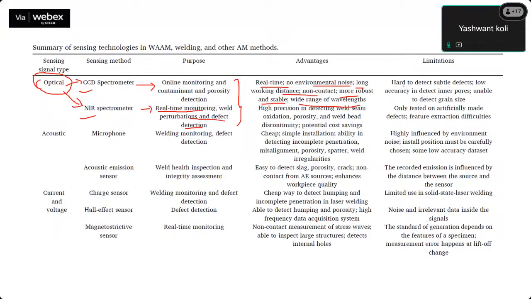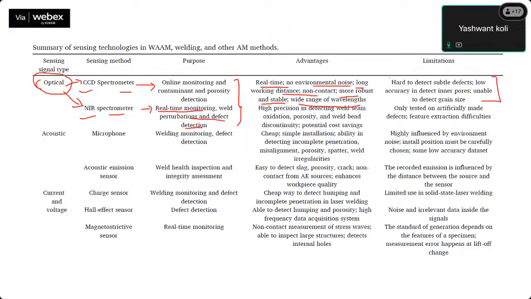Limitations are also there for every sensing technology. With the CCD spectrometer, it is hard to detect subtle defects, there is low accuracy in detecting inner pores, and it is unable to detect grain size.